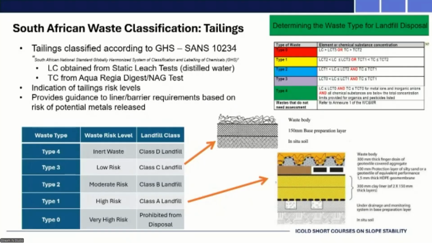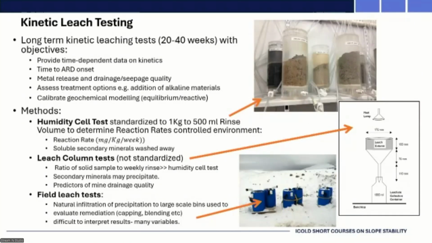But then you can take it further and build that into the inputs to your tailings designs: is it going to be acid generating? Is it a risk? And then that's linked to some barrier designs in South Africa. So, I don't know where I am on time.